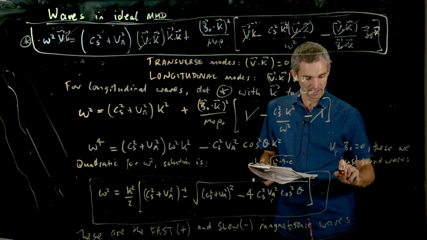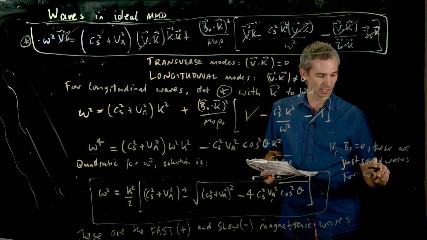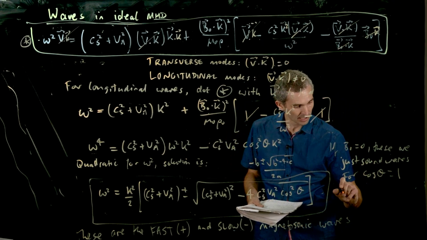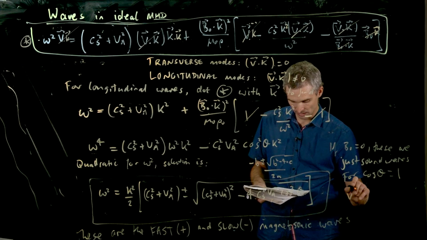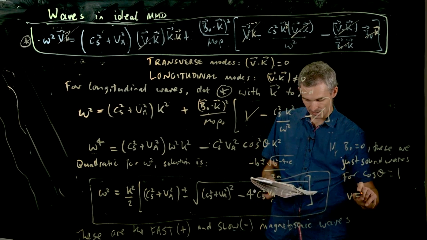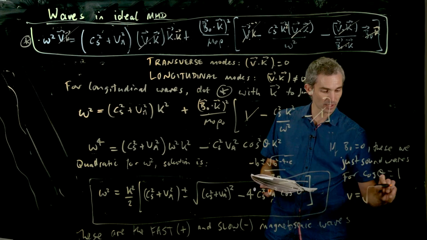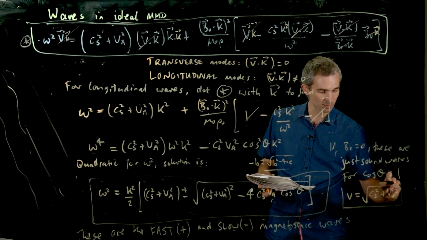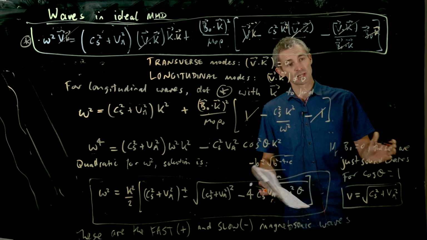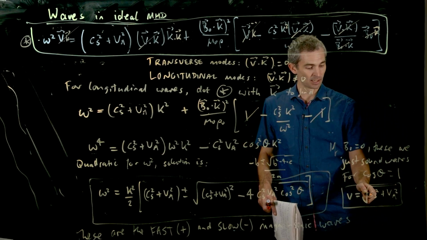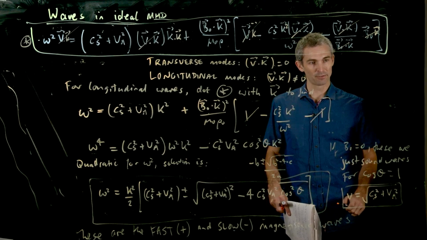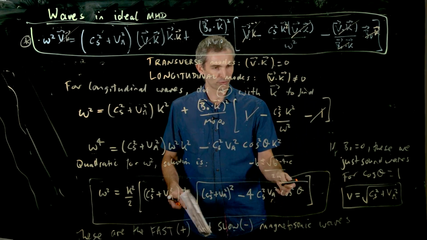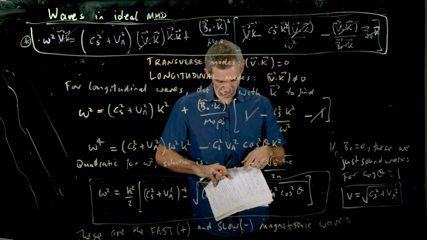So these are just sound waves when B is naught. And for cos theta equals 1, so the fastest possible speed you could get, we get basically that the speed, omega divided by k, is simply the square root of the sound speed squared plus alphane speed squared. So that is the fastest possible wave speed. When we're constructing a numerical scheme, we're going to need this speed, but the square root of the sound speed squared plus the alphane speed squared is basically the fast magnetosonic speed for the most preferential angle of propagation.